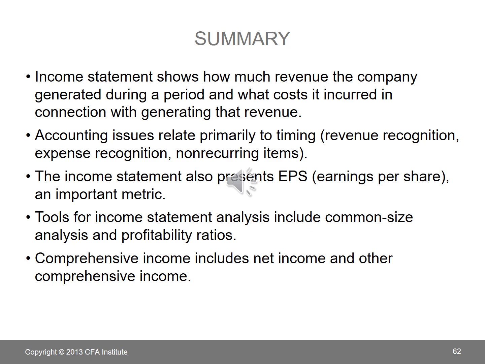After that, we looked briefly at the earnings per share. We just looked at the definition and the formula for earnings per share, but we ignored the remaining special cases and special considerations that relate to the analysis of earnings per share, because that is outside the scope of this course. Following that, we looked at the tools for income statement analysis, including common size analysis and profitability ratios, mainly two profitability ratios that we covered. And finally, we looked at comprehensive income, that includes the net income and other comprehensive incomes, and we looked at how we can calculate those through the example that we've covered.